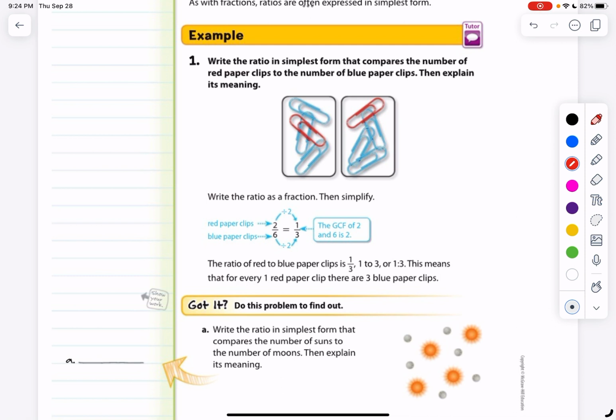In order to write a ratio in simplest form that compares the number of red clips to the number of blue clips, let's explain the meaning here. So we have red clips of 2 and blue paper clips of 6. I'm going to write this a little bigger here, okay? 2 to 6 is the same as what? Well, the greatest common factor of 2 and 6 is 2. So if we divide 6 by 2, we get 3. If we divide the numerator, or the red clips, by 2, we get 1. So we could say that the ratio of red clips to blue clips is 1 red for every 3 blue.